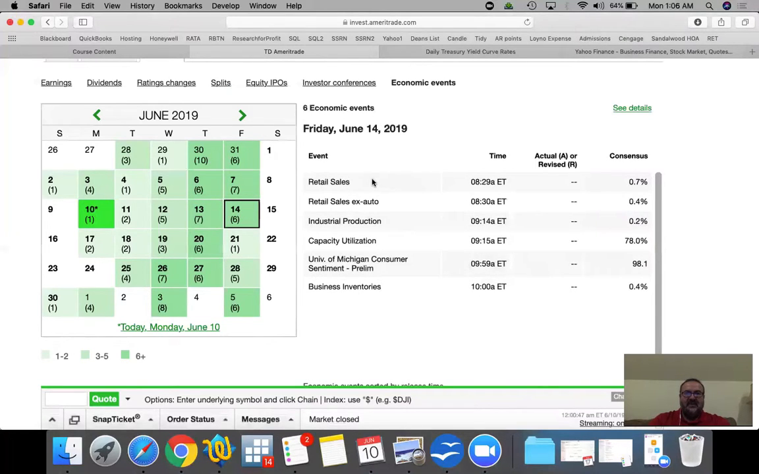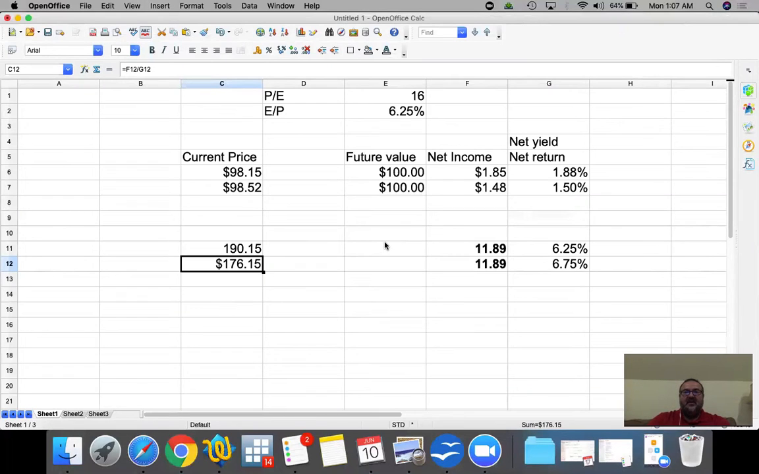So retail sales, industrial production, capacity utilization, these are all signs of economic activity. Under normal circumstances, better economy means lower yields. Well, it depends. Currently, if the economy is good, the Fed is not going to cut rates, and therefore the yields will go up, and the only way the yields will go up is if the prices go down.